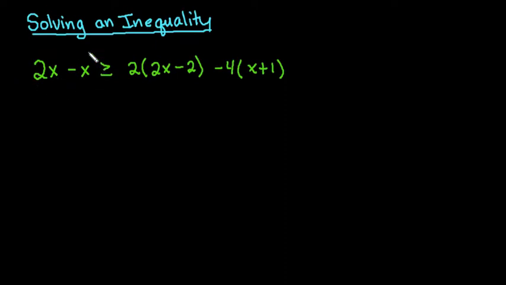So on the left-hand side, since I do have like terms, I'm going to go ahead and combine those together. So I would just do 2x minus 1x, which ends up giving me just x. And then on the right-hand side, we do have a lot more work to do. We do have to do the distributive property twice.